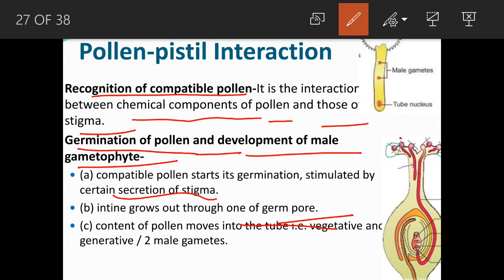Now the contents of the pollen move into the tube. The vegetative cell as well as the generative cell, or if it has divided, the two male gametes. Then the two male gametes move in the pollen tube, which is formed by the intine.